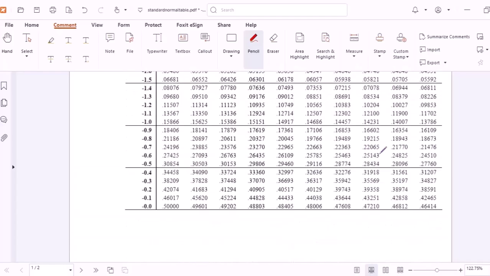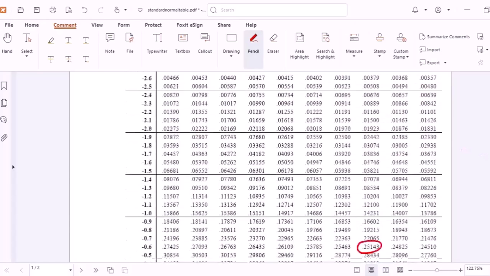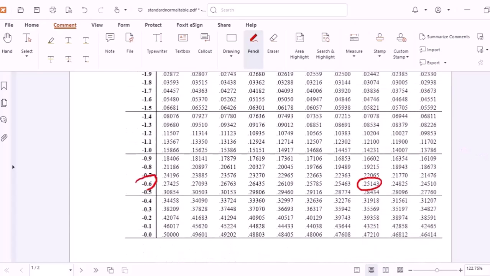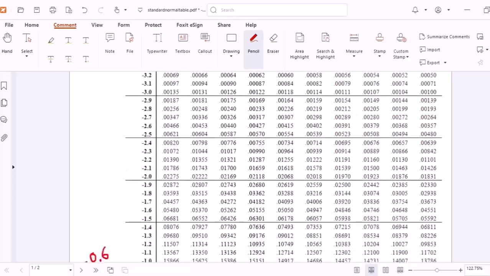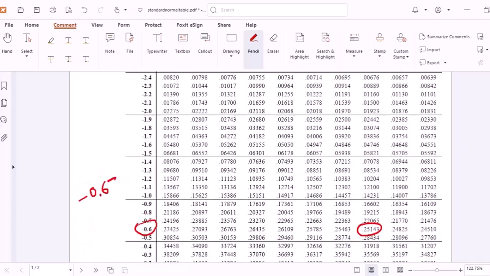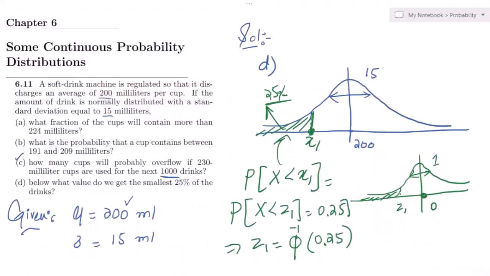So this is the value 0.2513. The value corresponds with minus 0.6, and the column value here is 0.7, so this is minus 0.7. Okay, so the value of Z1 is minus 0.67, which is of this value. Now in order to find out this value from it, what do we have to do?